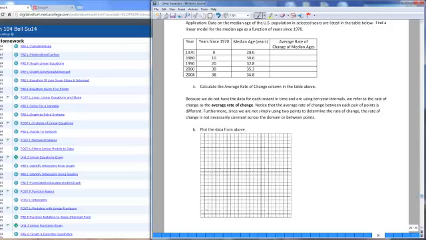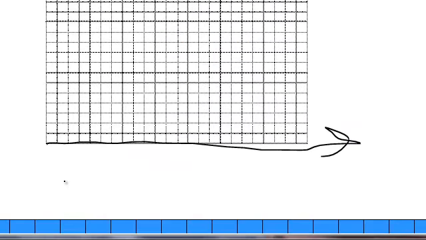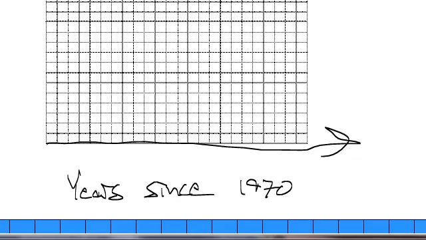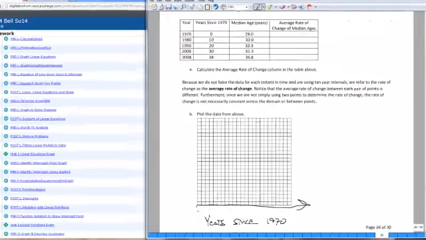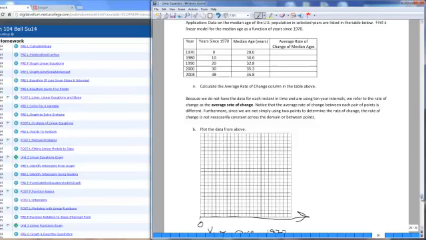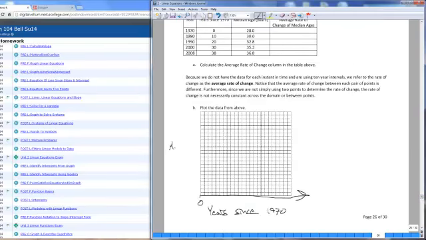So first, let's just graph these data points. Now, we always like to start off with our first year to be year 0. That way this number can be our y-intercept. So we're going to let year 0 be 1970. So this is going to be years since 1970. And we like that to be year 0 because that helps our algebra to work out. And then over here is the median age.